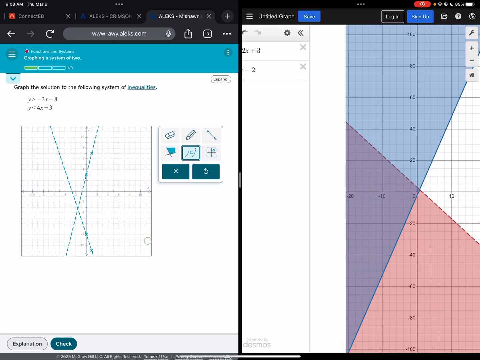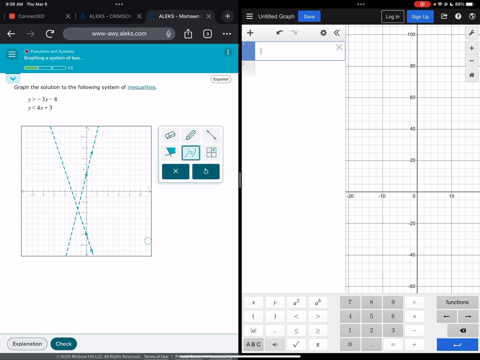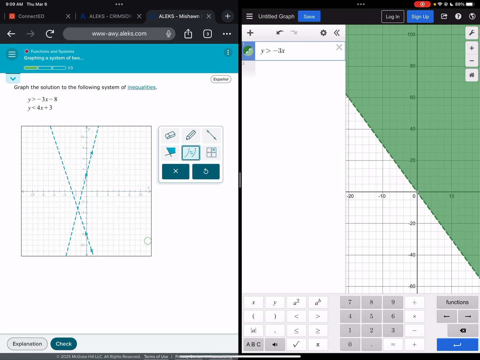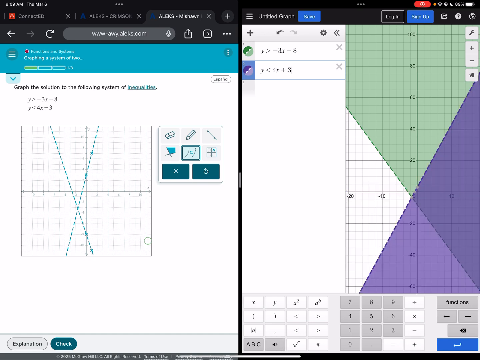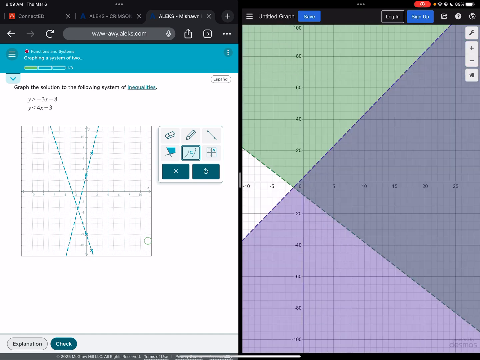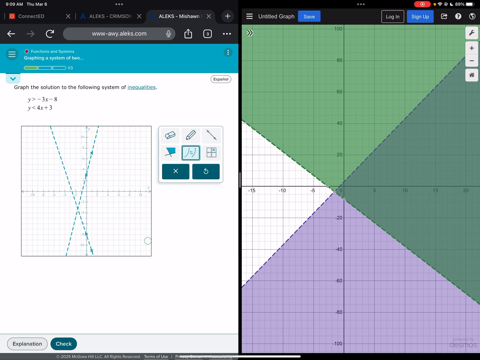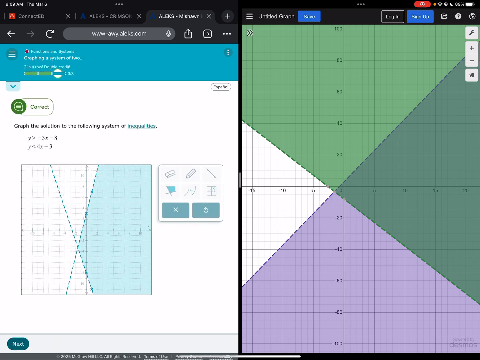Okay, from here, again, I'm just going to use Desmos Graphing as a tool to figure out this next part. Y is greater than -3x minus 8. And then for the next one, I have y is less than 4x plus 3. When I look at this, I can see that where it's both green and purple is on that far right-hand side. So when I pick which side to highlight, it's going to be this guy right here, which we can check. And that's how you can graph the solution of a system of inequalities.